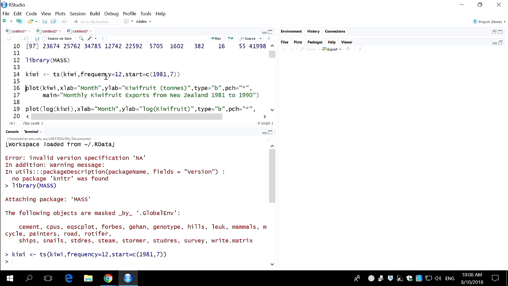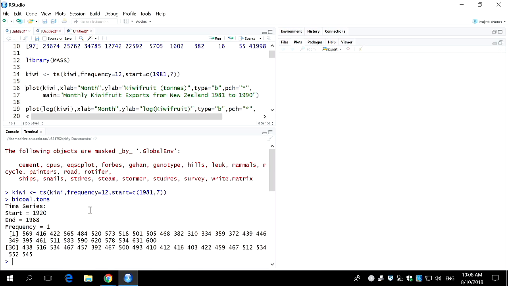The data set that you've got is called bycoal.tons, just in case you haven't started yet or haven't looked at it yet. If I just type that, it tells me it's a time series, starting in 1920, frequency is 1. So it's already been set up as a time series.